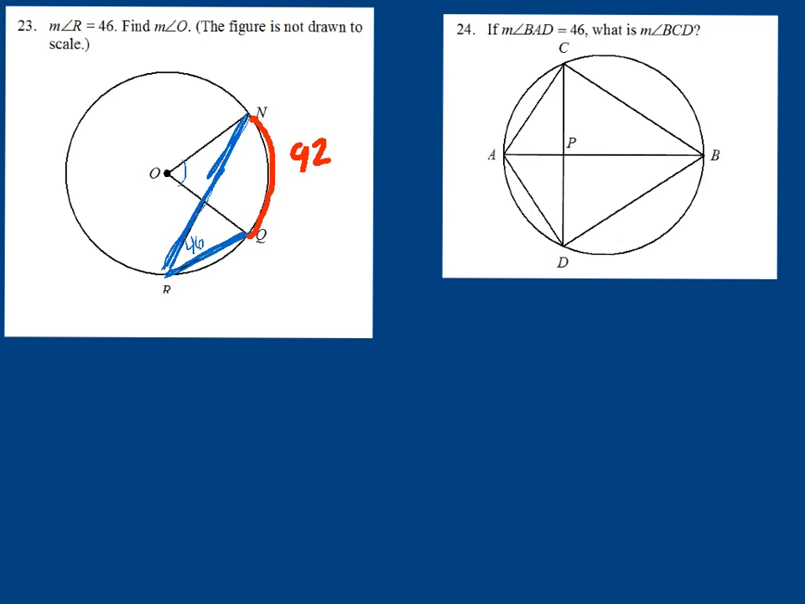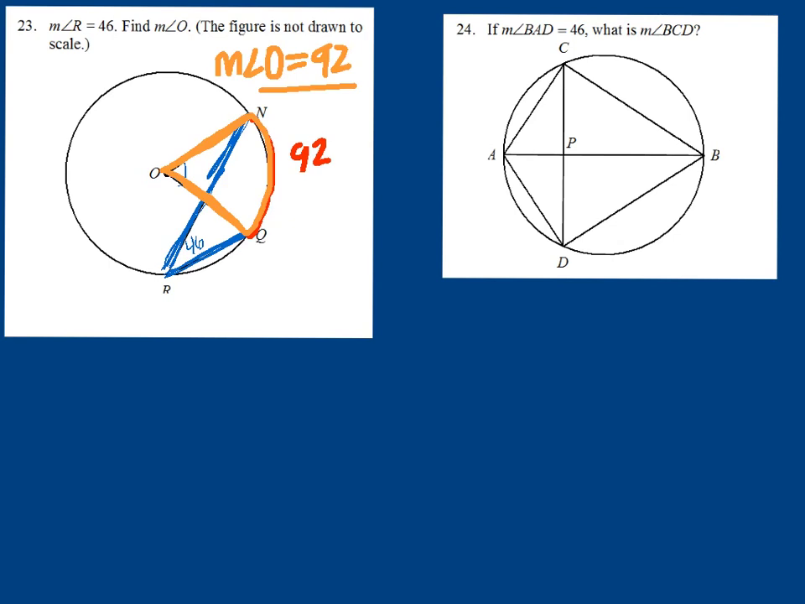Now we want to find the measure of angle O. And the measure of angle O is this angle right here. And it has this same intersected arc. Well, this angle O is not an inscribed angle. It comes from the center of the circle. So it's actually a central angle. And central angles and their arcs are congruent. So the measure of angle O is equal to 92.